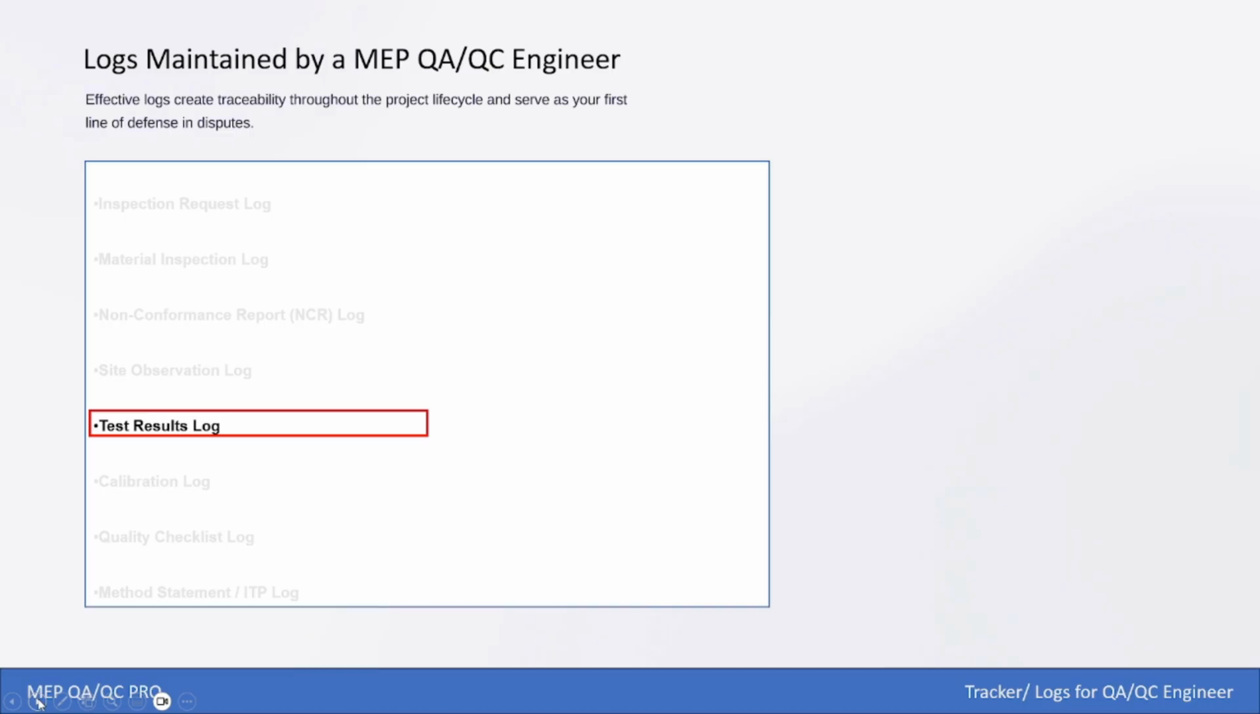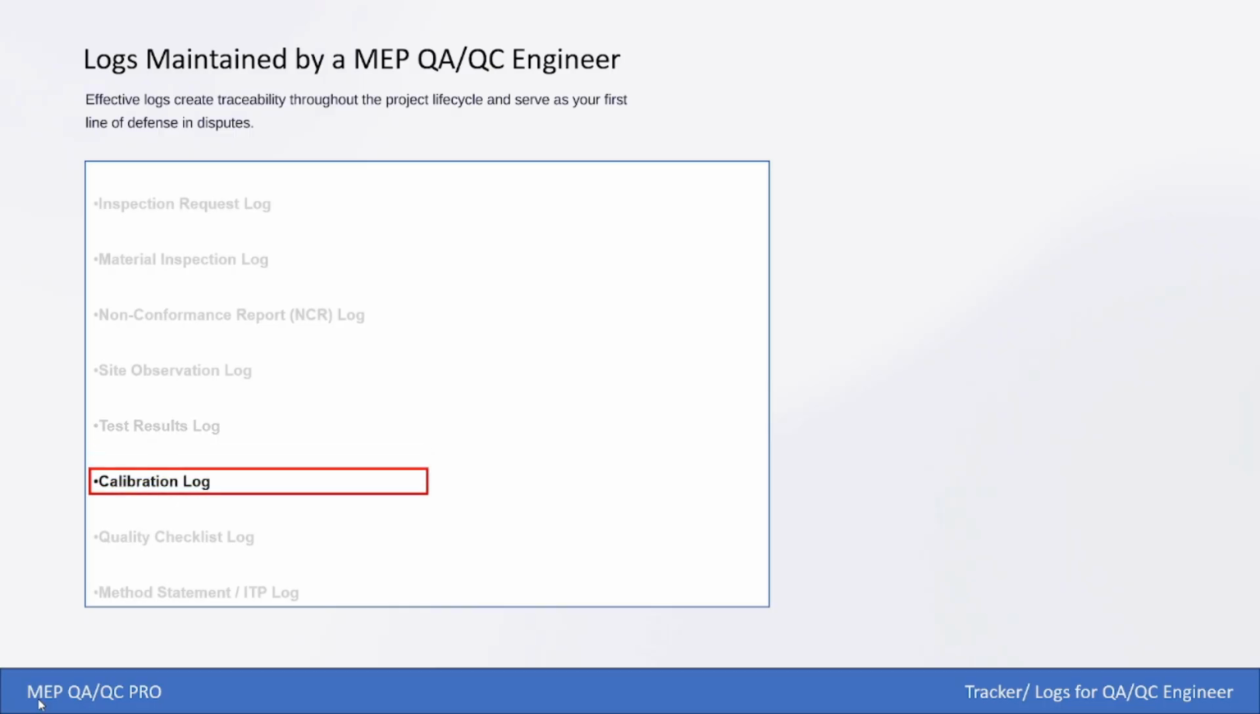So all these test records and test results you can maintain in your log, so that whatever you are receiving from the supplier, on which date, and what tests have been done based on your specification, is recorded. Then the calibration log. For an MEP QAQC engineer, you are maintaining it for your pressure gauge, the multimeters, the caliper, then the megger test. Everything should go through calibration, and should be calibrated through all your projects.